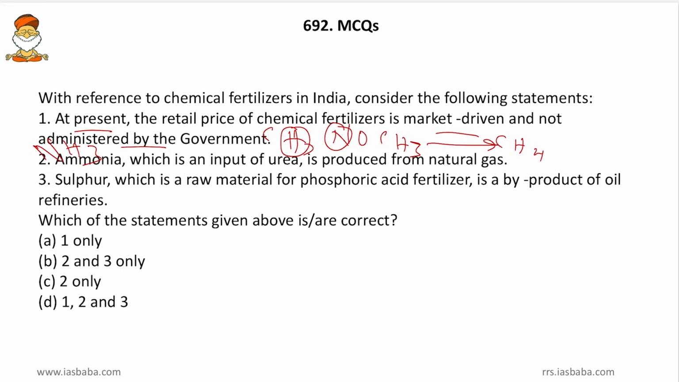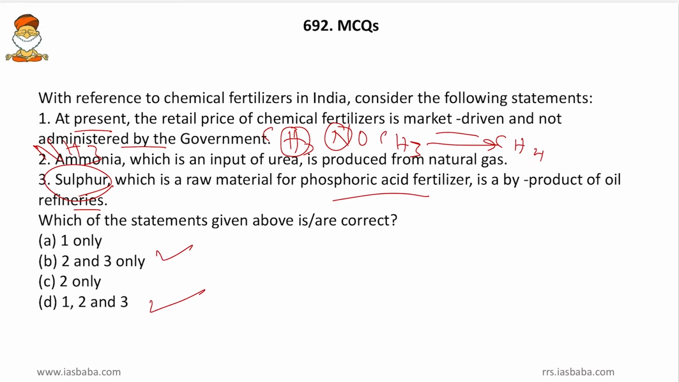Then sulfur, which is a raw material for phosphoric acid fertilizer, is a byproduct of oil refineries. Yes friends, it is very difficult to say that sulfur is not a byproduct of oil refinery. So this will automatically be a positive statement. And moreover, it is very difficult to say that sulfur is not a raw material for phosphoric acid fertilizer. Yes friends, so by all these means 2 and 3 will stand to be correct. But however, options B and D both contain 2 and 3.